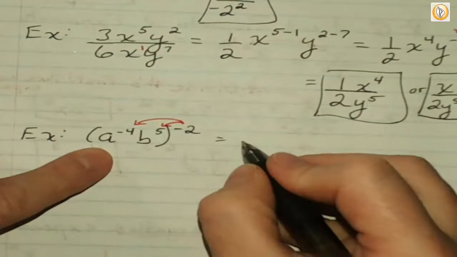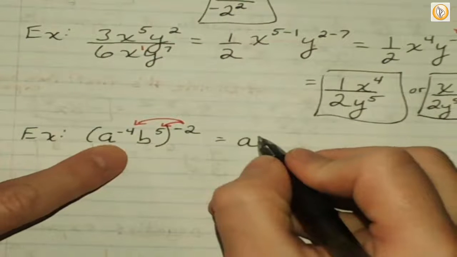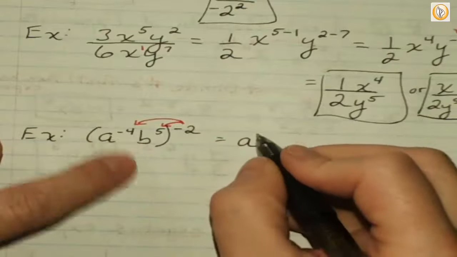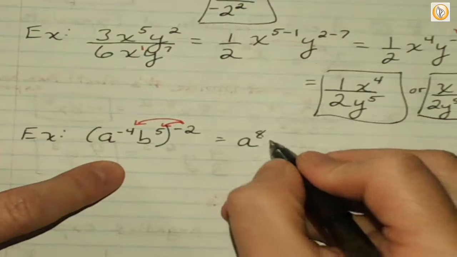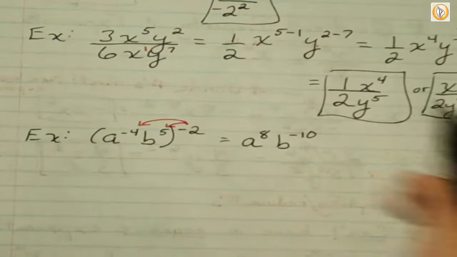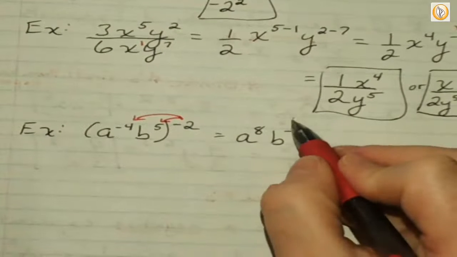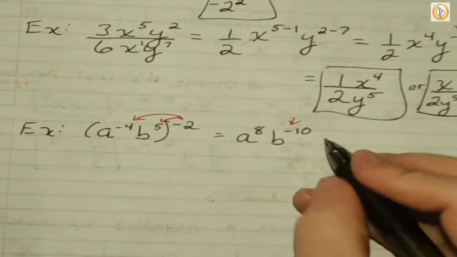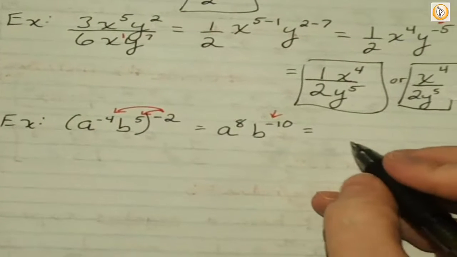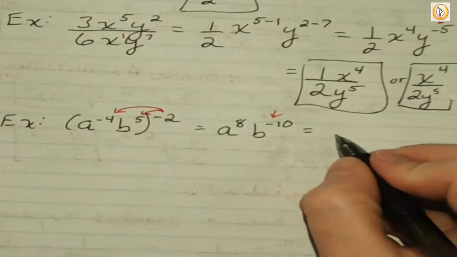So then A is what? That's right. It's positive 8. Good job, because negative 2 and negative 4 is 8. And then B is negative 10. Can I have a negative exponent? So what do I do? So what's my answer? You're correct.